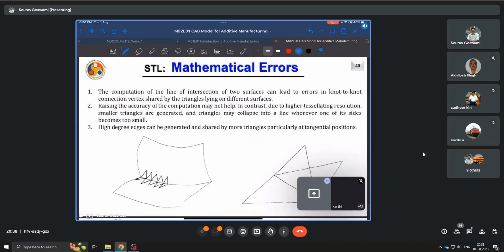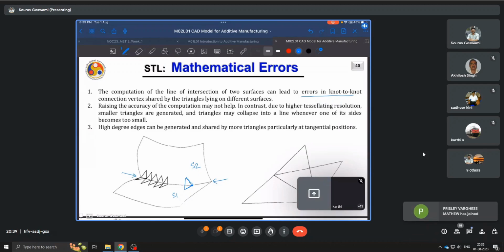And some of the errors, apart from the round off error that we discussed: the computation of the line of intersection of two surfaces, such as one shown here, can lead to errors in node-to-node connection. So you have a triangle with a vertex lying very close to this line of intersection, but on what surface do you actually place that vertex? Is it on surface 1? Is it on surface 2? Or is it freely floating in air? As the round off errors continue to mount, this can become a true case.